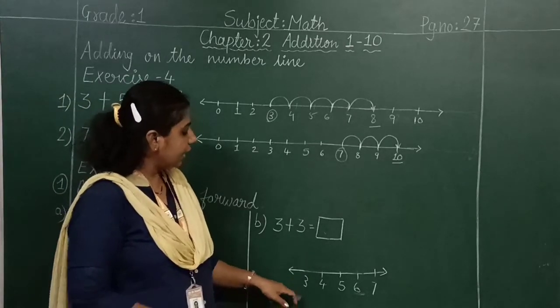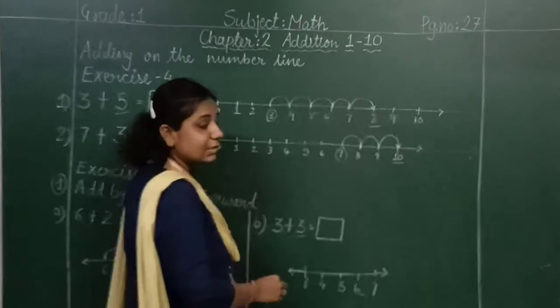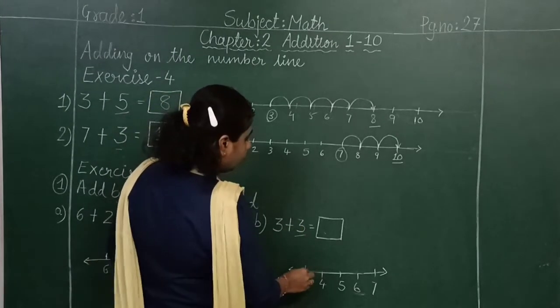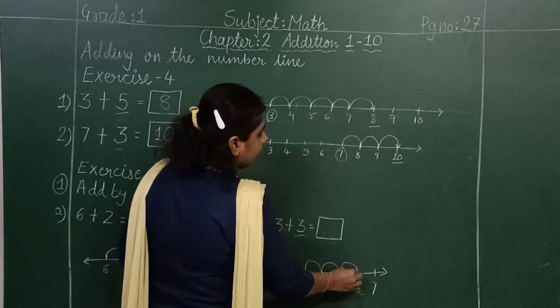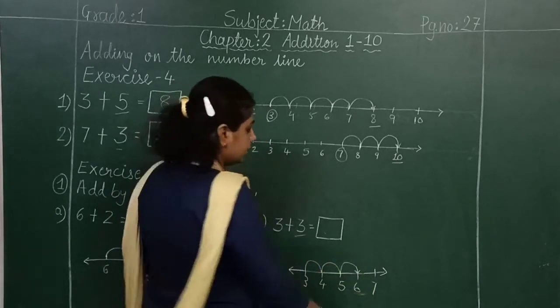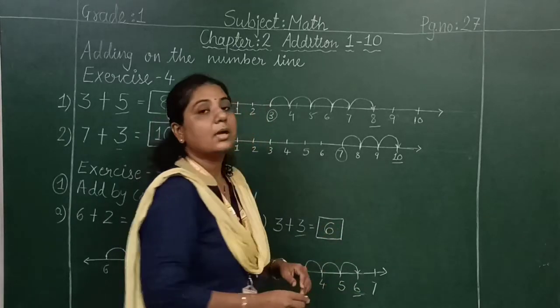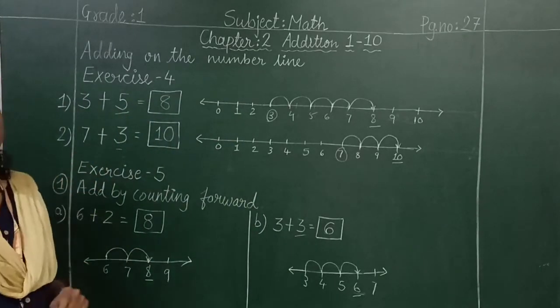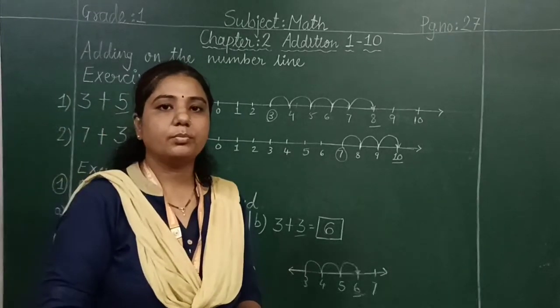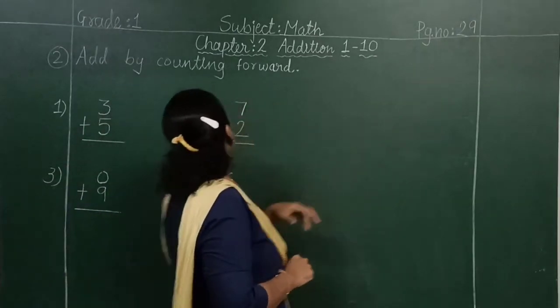There is 3 here. So you have to go forward. How many numbers still? 3. 1, 2, 3. Which number comes? 6. So what will you write in the box? 6. Like this, you have to complete exercises 4 and 5 in your textbook.